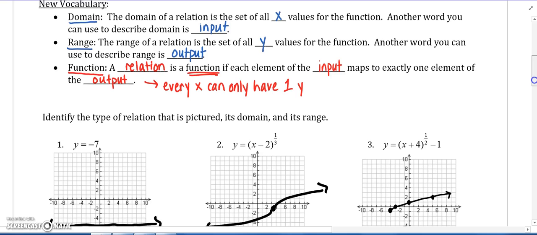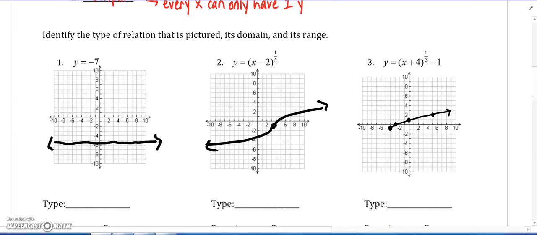We're going to use some of that new vocab to help us with a few of these problems. So let's take a look. For 1, 2, and 3, it says identify the type of relation that's pictured, its domain, and its range. For the type of relation, we have a few different types of functions that we've learned about this year. So let me just list a few of them for you.